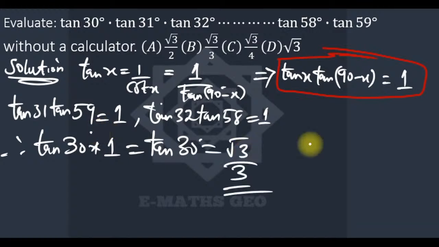That's fast. Option B. This is just based on the formula that tan x times tan of 90 minus x is always equal to 1. That's what made us solve it fast without a calculator. So thank you.